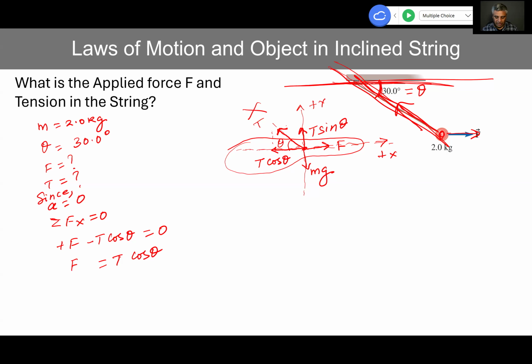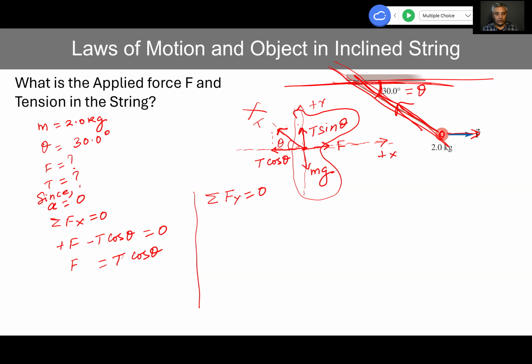So we know theta, but we don't know T. So we need another equation. So how do we get that? We repeat that along the y direction. So the sum of forces along the y direction is 0. Again, how many forces are there in the y direction? Two of them. T sine theta is pointing up. Since we chose up as positive, I can say positive T sine theta. And then mg is pointing down. Up positive means down negative. So negative mg. And the right-hand side is 0 because acceleration is 0.